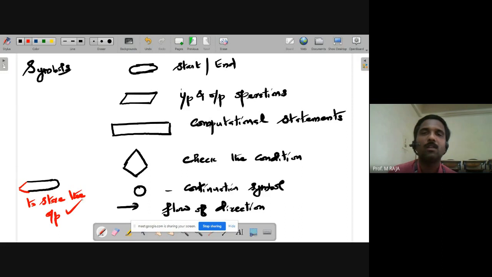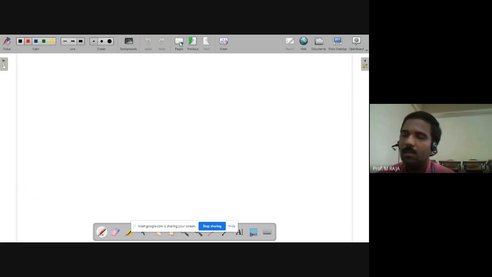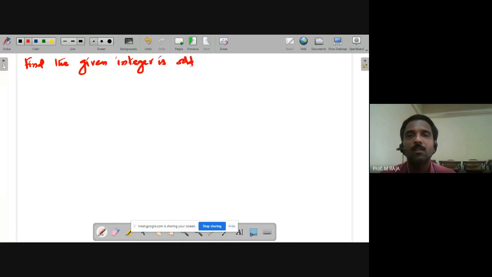For example, see one example here. The problem is to find whether the given integer is odd or even. This is the problem. Let us represent that using pseudocode.